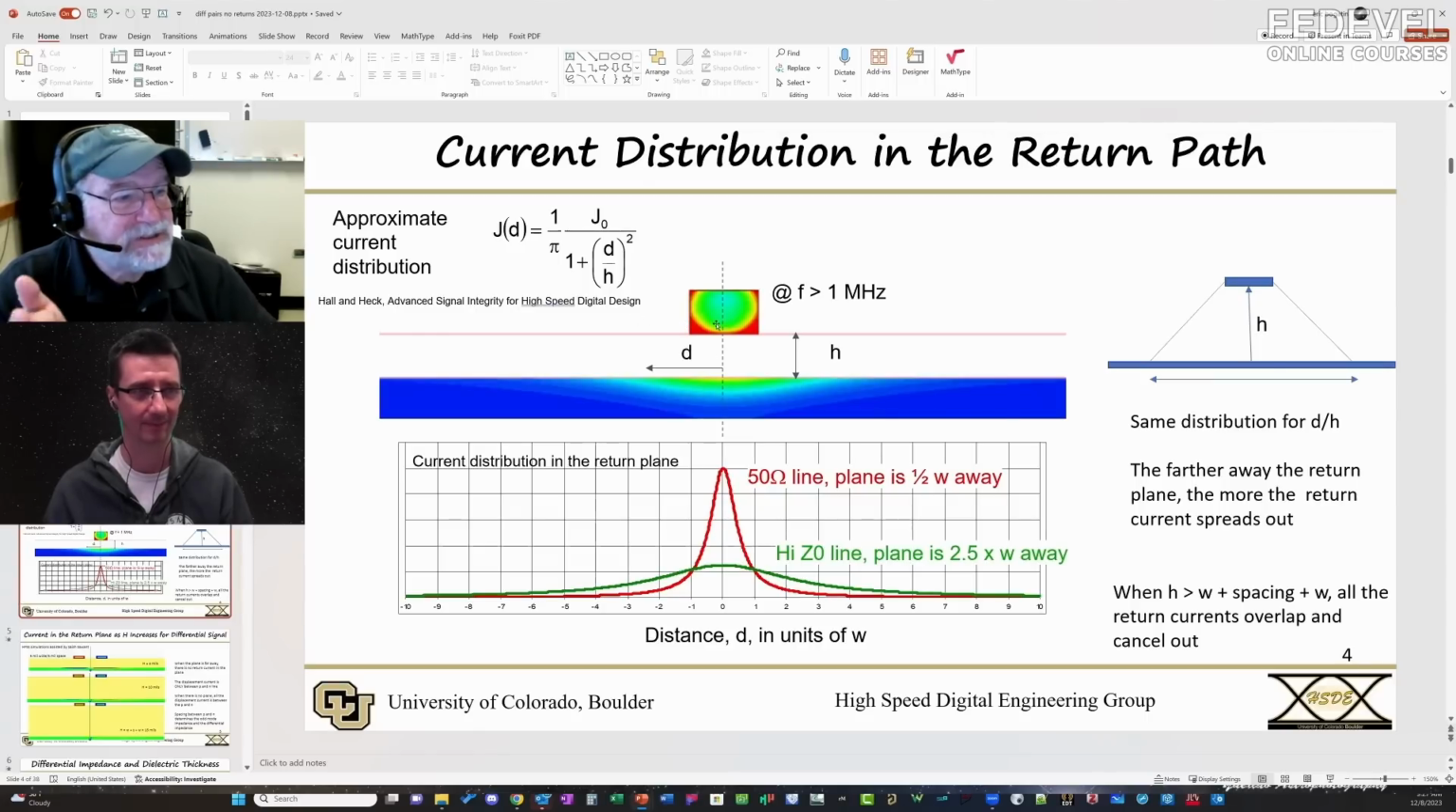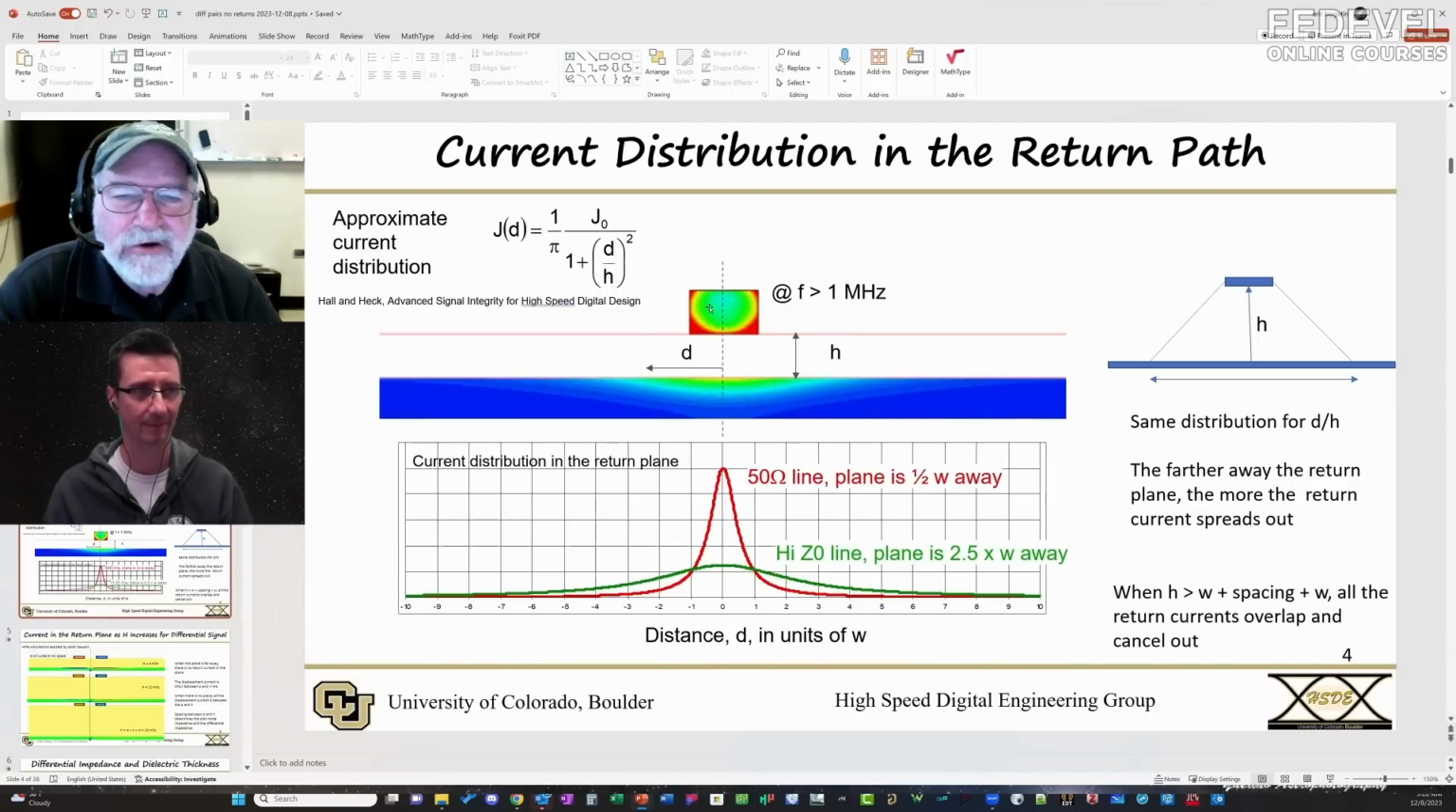This is an actual simulation in ANSYS's 2D Extractor, where we can simulate the current distribution. I blew it up to make it easier to see. Here's the signal line, here's the return plane, and it's roughly 50 ohms. I think this was 100 megahertz is the frequency, and the color is where the return current is. The blue means no return current, the red means a lot of return current. You can see in the signal it's spreading out, skin effect. But look in the return path, the return current is not way out here, it's underneath.